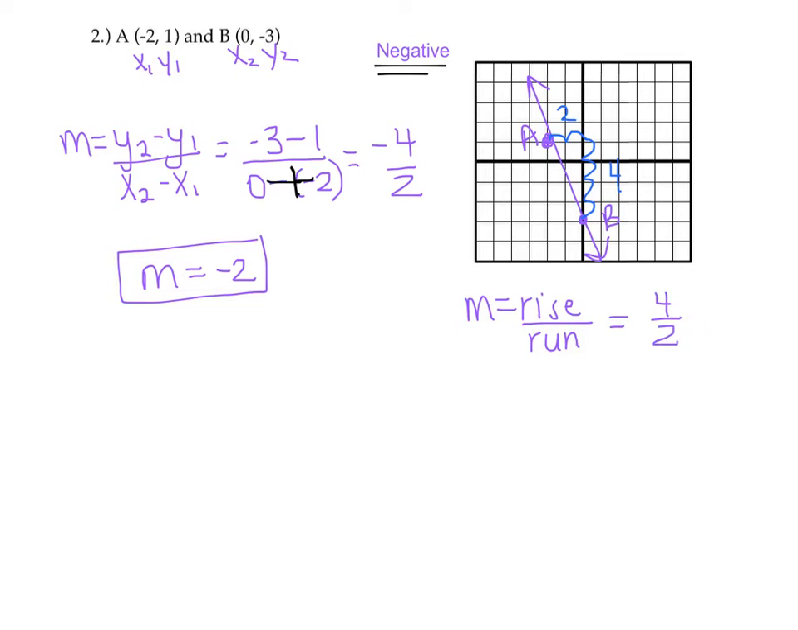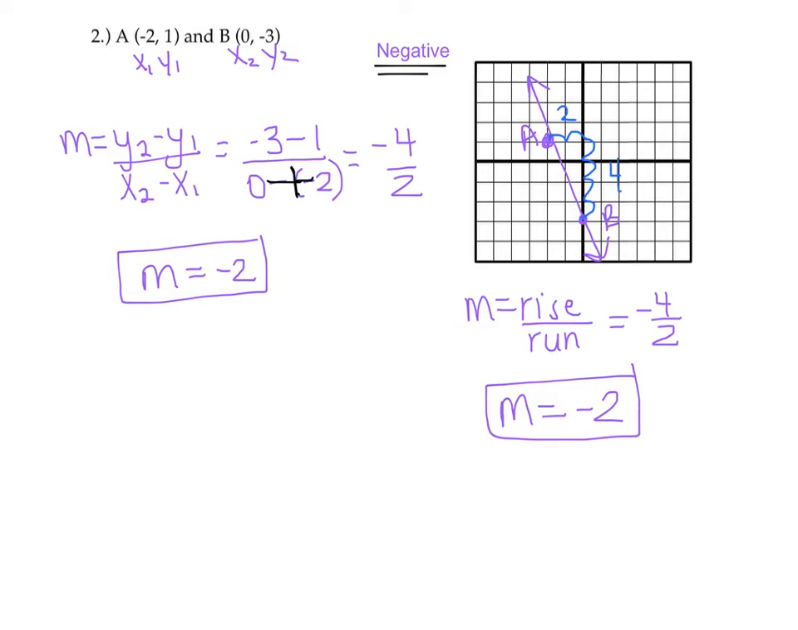Now this is a negative slope because we're going downhill. We have to identify that the line's negative. Also, you can make an N with your line. So it's a negative 4 over 2. And we're going to simplify. So negative 4 divided by 2 is a negative 2. So notice our slopes are the same. Either way, we calculated the slope.